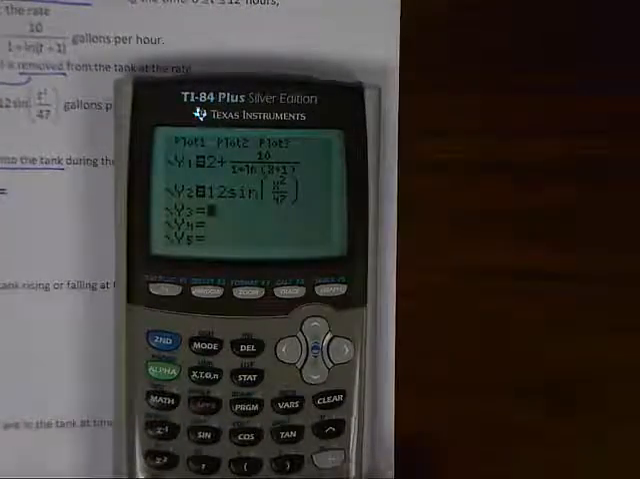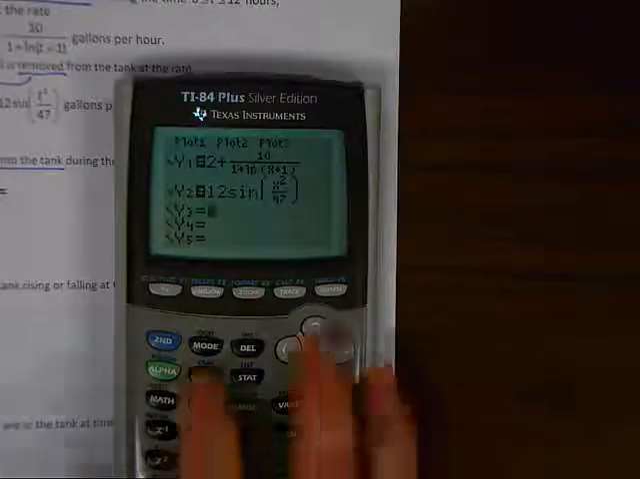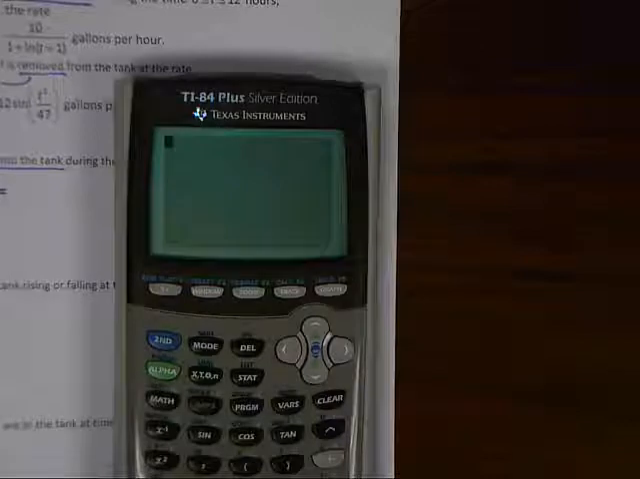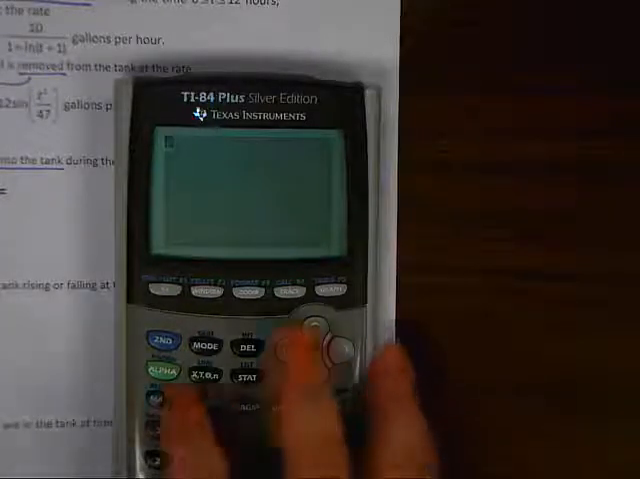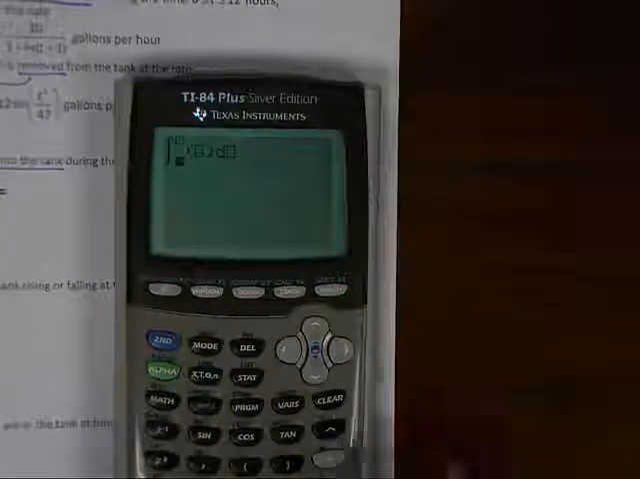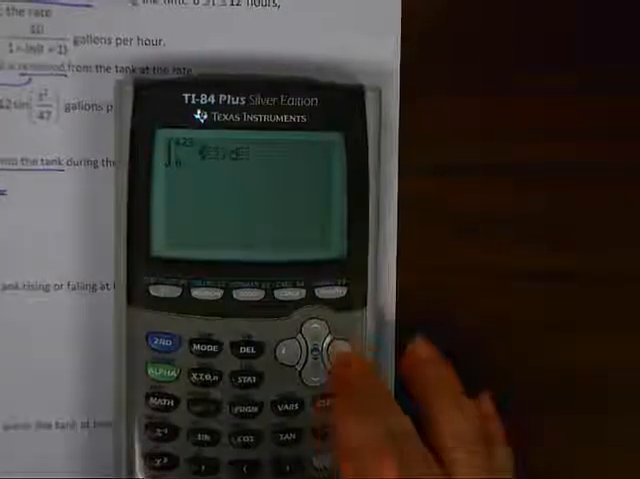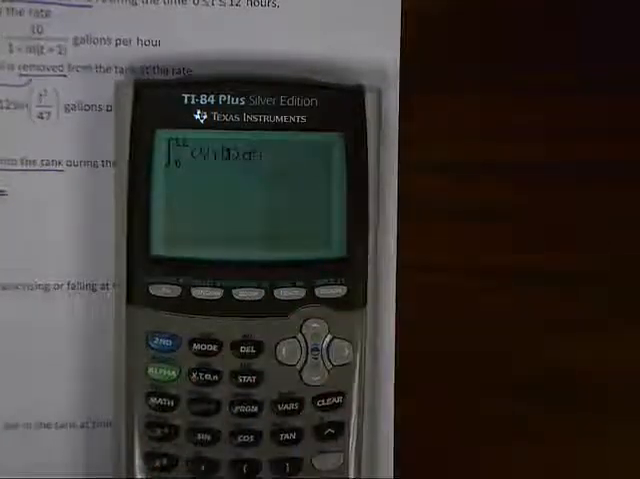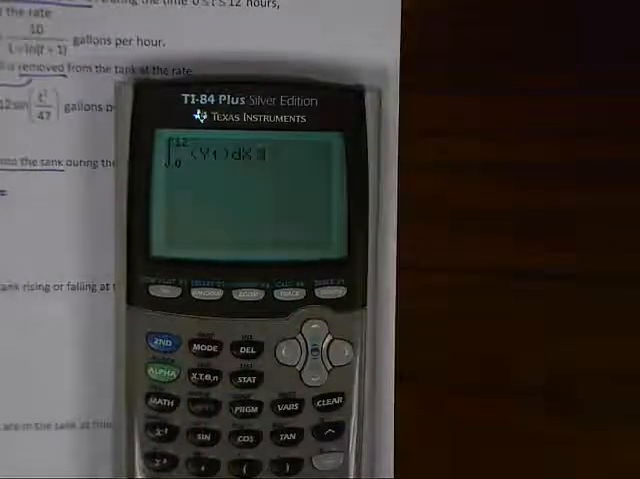I'm trying to scoot it over so you can see it better. Okay, are we good? So, second quit, go to the home screen. Type in your integral. So Math 9, if you're not getting the integral symbol, you forgot to switch it back. 0 to 12, y1, dx.